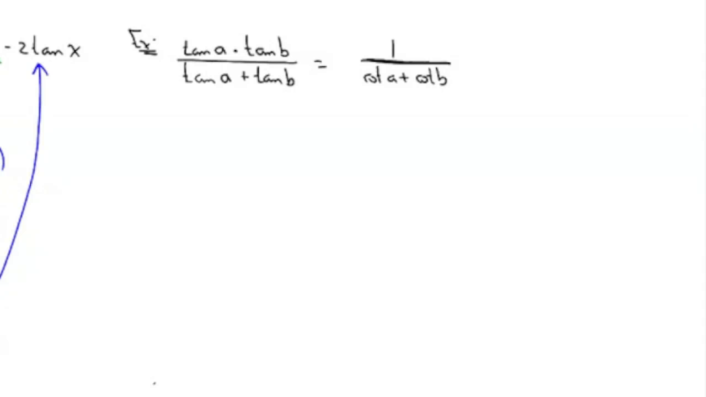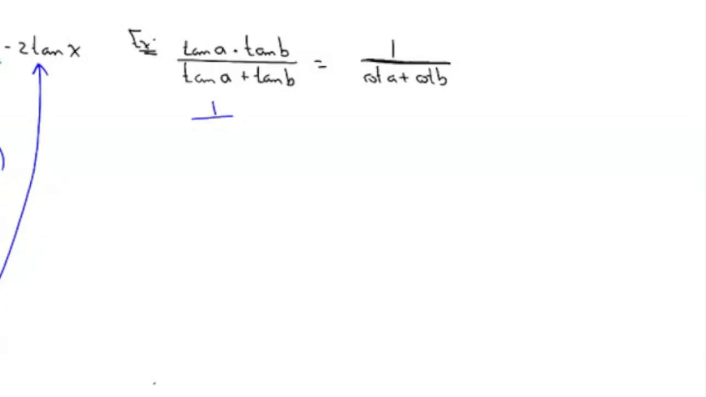Normally you would change everything into sines and cosines. You shouldn't do that, because the other side is just in terms of cotangent. So I'm going to change everything on this side into cotangent so it looks a little bit more like that side. So what's tan A in terms of cotangent?